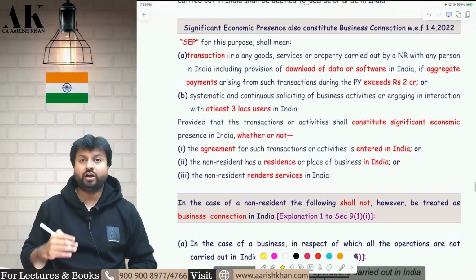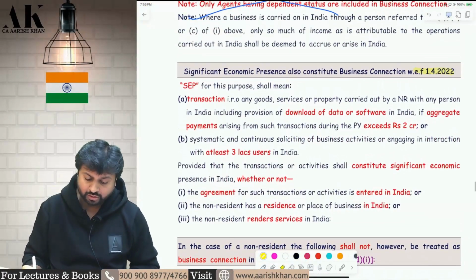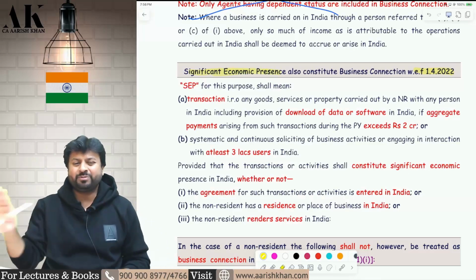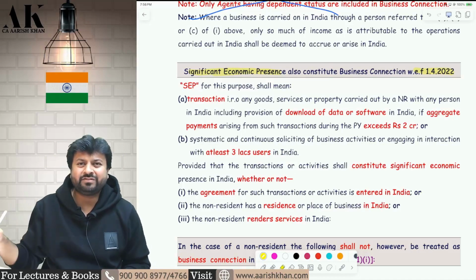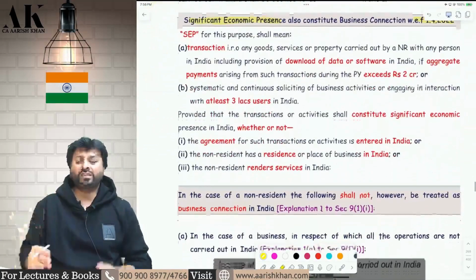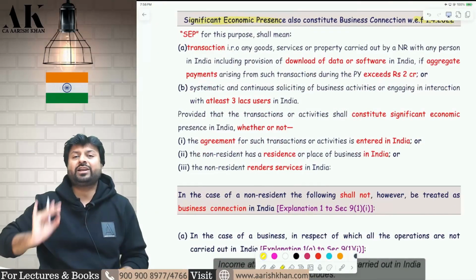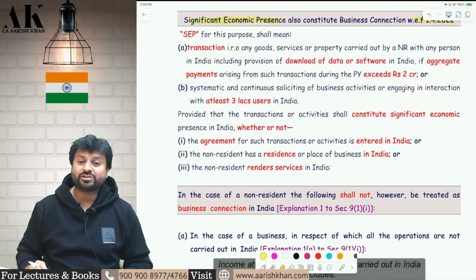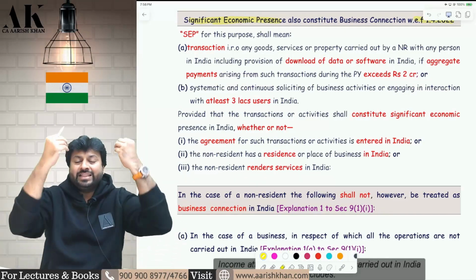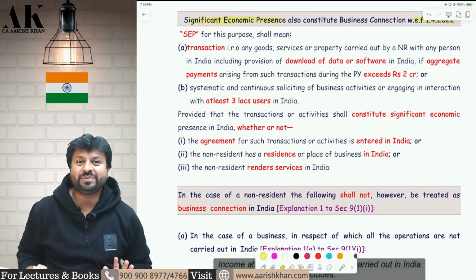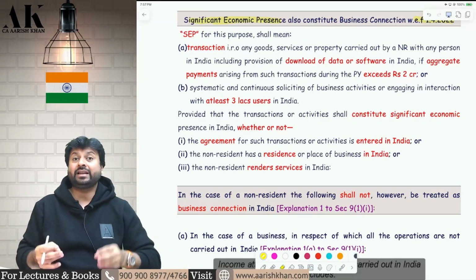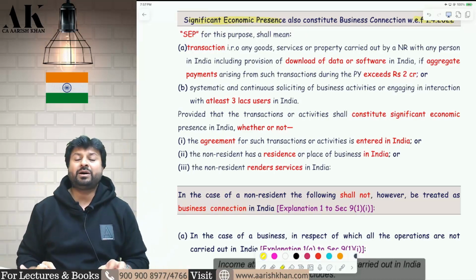Now, the government has gone one step ahead from 1/4/2022: if the non-resident has a significant economic presence in India, forget about branch, forget about office, forget about factory, forget about agency PE, forget about all those things. No need of all those things. If a non-resident has a significant economic presence in India, then that also will be liable to tax. Whether or not the non-resident has provided services in India, whether or not the non-resident has a place of residence or place of business in India, whether or not the non-resident has entered into an agreement in India, it doesn't matter. Significant economic presence can also amount to business connection.